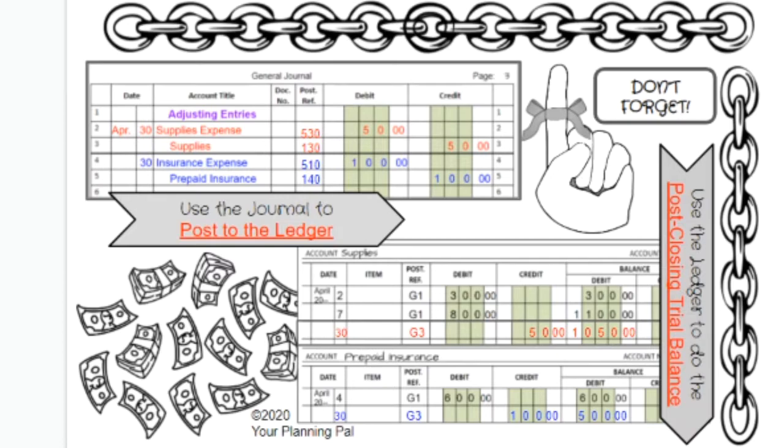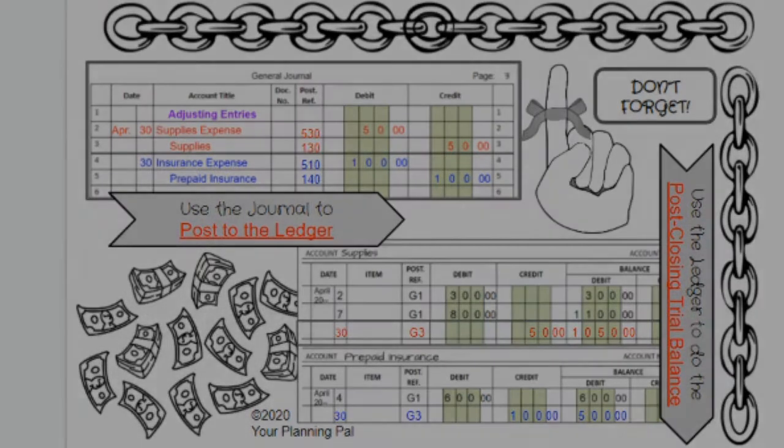Similarly, for prepaid insurance, again, it's the 30th. It's still General Journal page 3. In our journal, our prepaid insurance is a credit of $100, and you'll see that we're recording it as a credit of $100 in our ledger. And again, that adjusts our balance. So now our balance is $500. So if you need a review for that, you can go check out the video for posting from the General Journal to the General Ledger. And lastly, we're going to use this ledger information to do the post-closing trial balance on the next page.